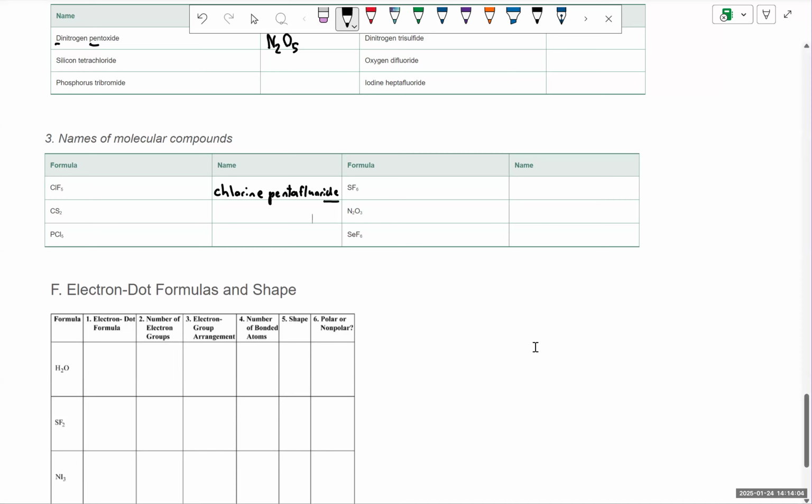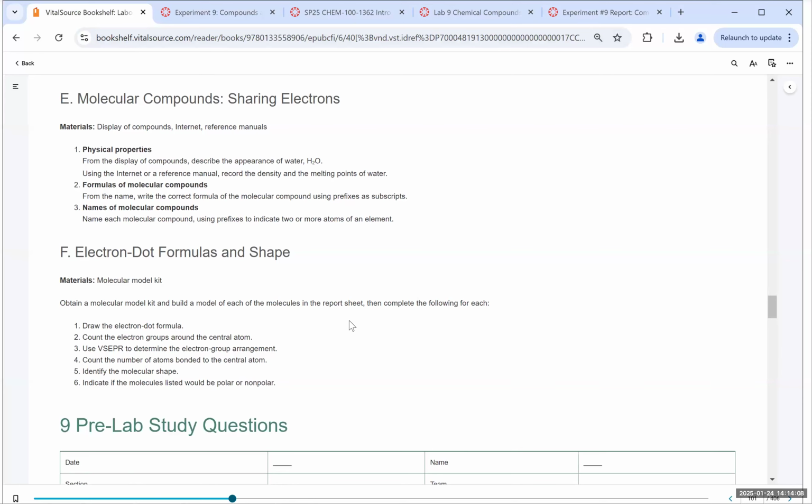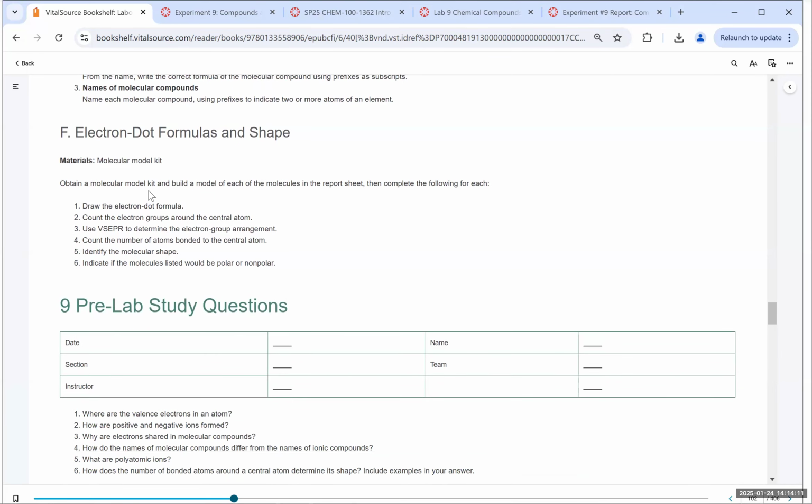Okay, we're now going to move on to part F, which is detailed in your lab manual. If you have a molecular model kit of your own, I would encourage you to use it, but you don't necessarily need it to complete this part. Here you're going to draw the electron dot formula. You're going to count the electron groups around the central atom. Use VSEPR to determine the electron group arrangement. You're going to identify the molecular shape and indicate if the molecule would be polar or non-polar.